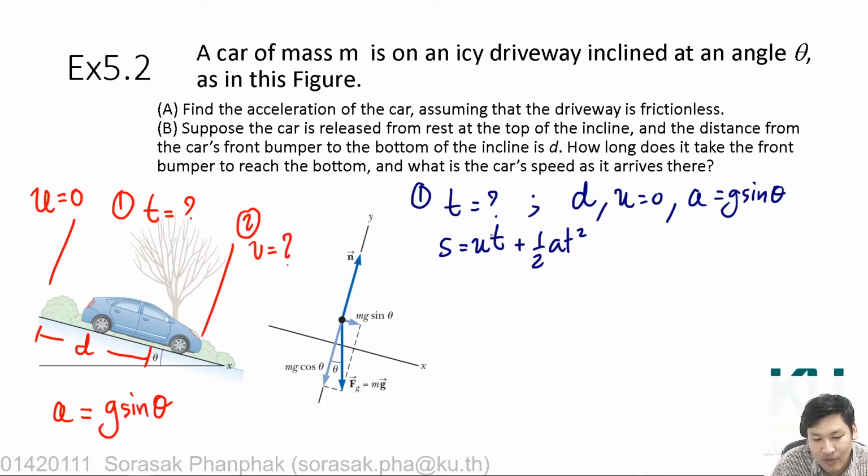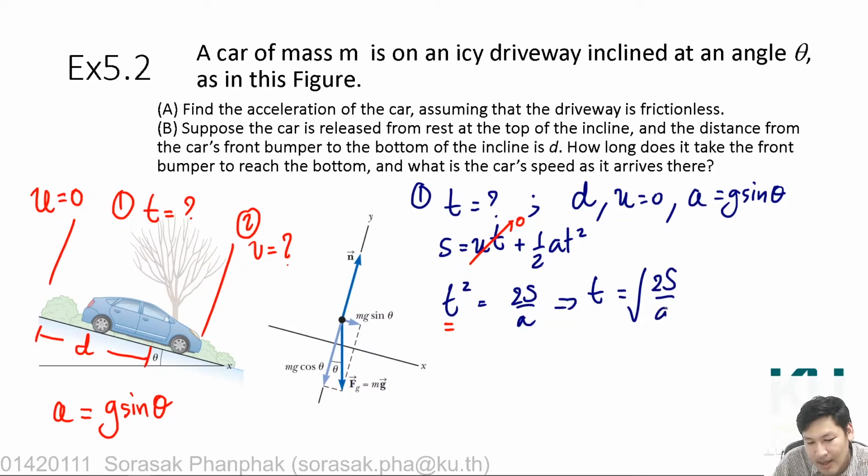Because we know u is equal to 0, you sub u in, so this term you get rid of. If you would like to determine the time, you rearrange this term, so you get t squared equal to 2s over a. With the square sign, it can be plus or minus, but with time it's always the positive sign. So you can find the time is equal to the square root of 2s over a.